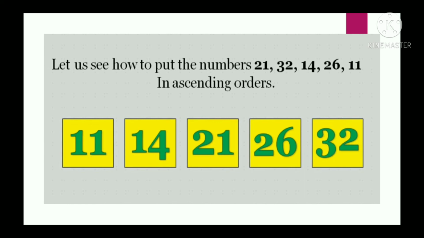The second smallest number is 14, so we'll write 14. After 14, which one is the smallest? 21. So we'll write 21 in the third place. The next is 26, and the greatest one will be written at the last. So we'll write 32 at the last.